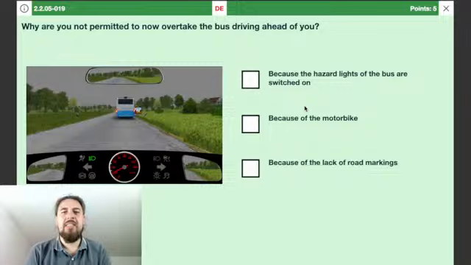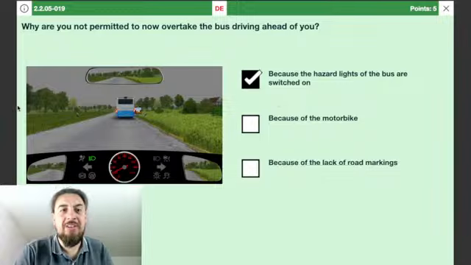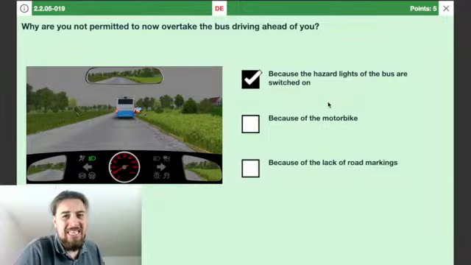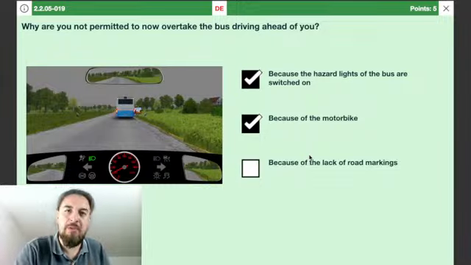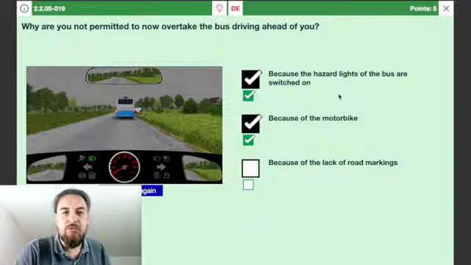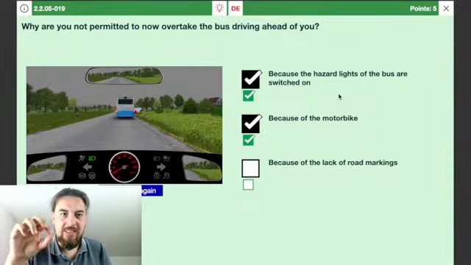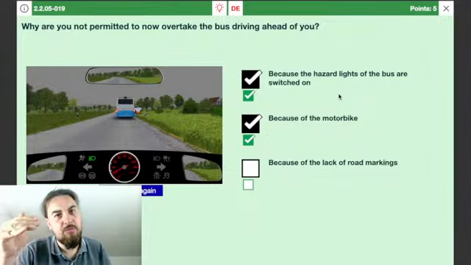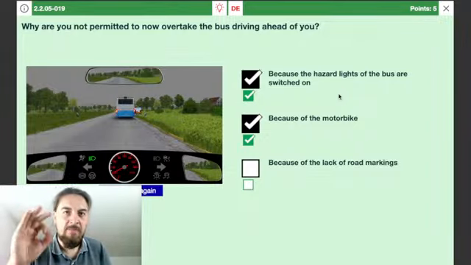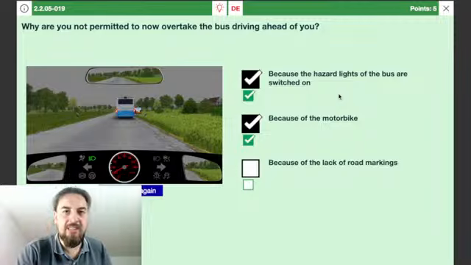And that's why it's the first one, because the hazard lights of the bus are switched on and the bus is still moving. Yeah, keep in mind. And that's why you're not allowed to overtake him right now. And because of the motorbike, yeah, because he's right now in the dead angle, you can't see him, but he's there, and that's why we can't turn left. So keep in mind, if the bus had stopped at the bus station with emergency lights, no bicycle there, no motorbike, you would have been allowed to overtake him at walking speed, but because he didn't stop and was still moving, you are not allowed to overtake him. That's why it's the first and the second one.